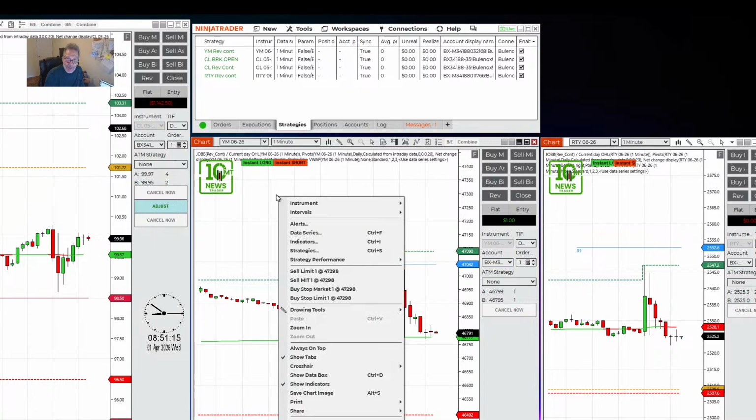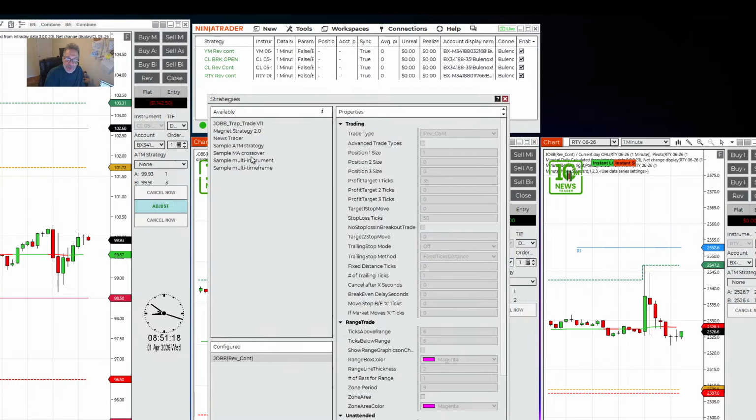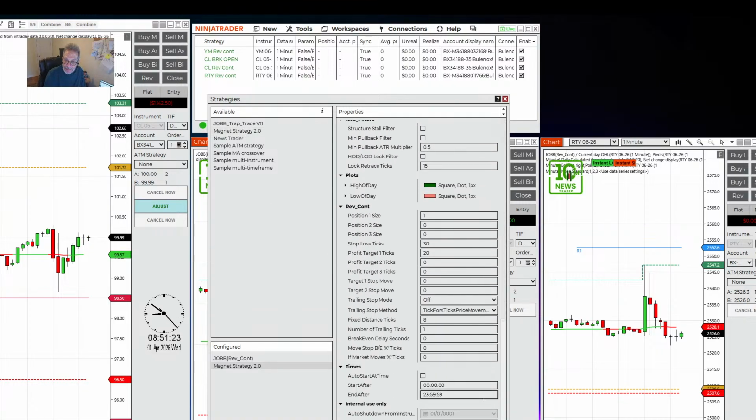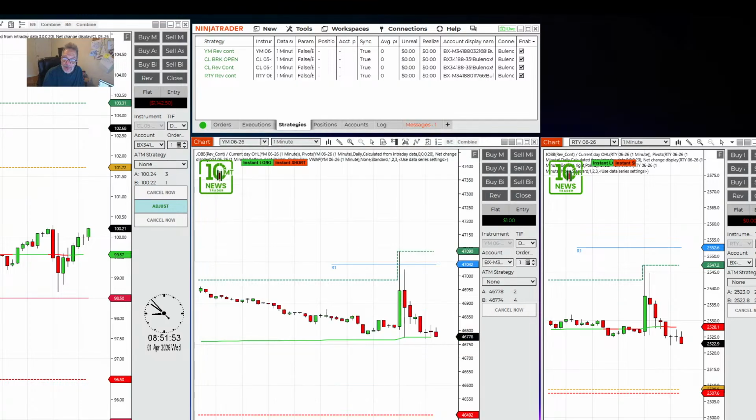Let's put our magnet on the YM. Right click strategies, double click magnet. Let's label it YM magnet. Go down to the label, YM magnet. And I'm going to trade the magnet on Lucid. I want to get that account funded. Right now, Lucid, high of day, low of day magnet.